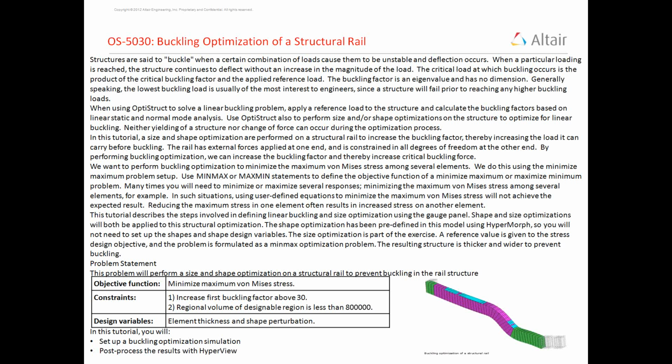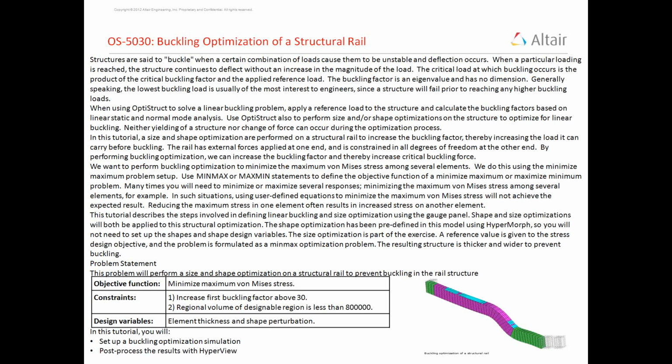My problem statement: this problem will perform a size and shape optimization of structural rail to prevent buckling in the rail structure. My objective is to minimize the maximum von Mises stress. My constraint is to increase first buckling factor above 30. Regional volume of the designable region is less than 8 lakhs. My element design variables are element thickness and shape perturbations.